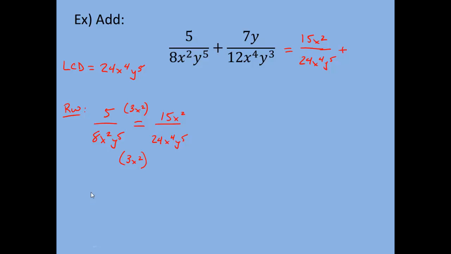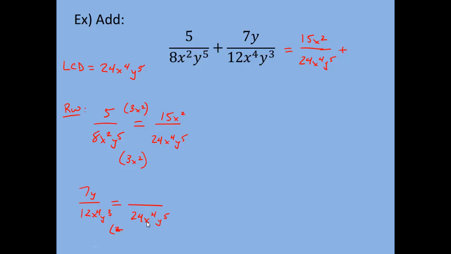And now we're going to rewrite our second fraction. We have 7y over 12x to the 4th y to the 3rd. This should be equal to something. We don't know what it is yet, but it has to be over our LCD, which is 24x to the 4th y to the 5th. And now we're doing the same thing as before. 12 times what gave me 24 down here? Well, that'd be times 2.